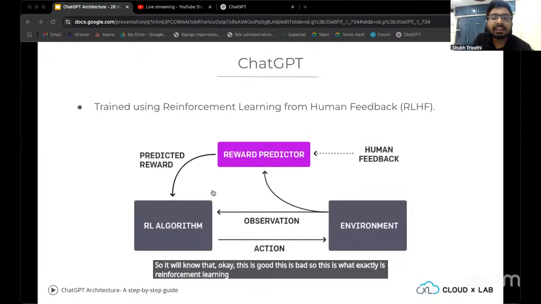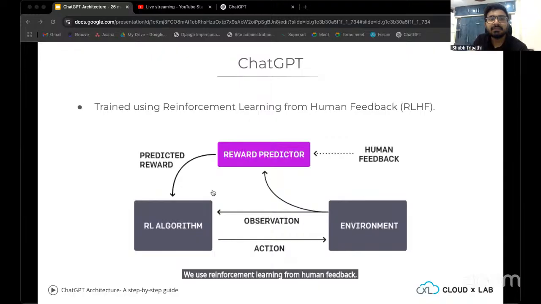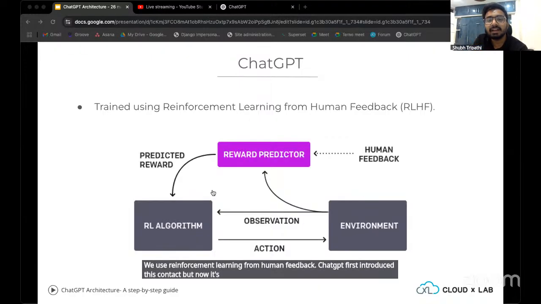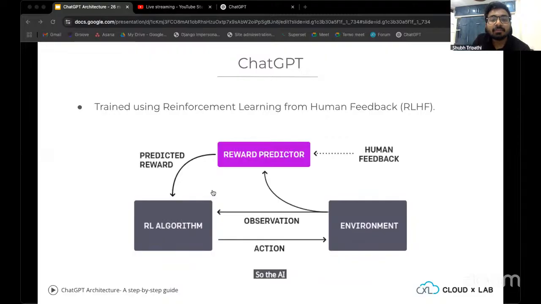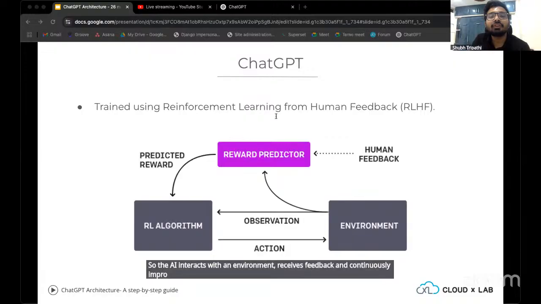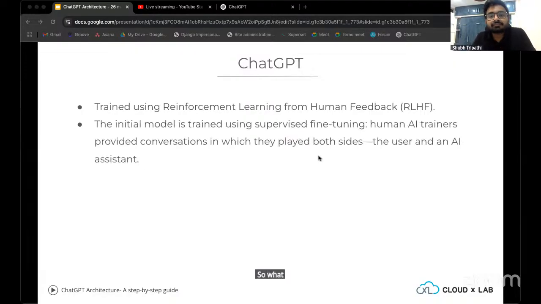To make AI more aligned with human expectations, we use reinforcement learning from human feedback. ChatGPT first introduced this concept, but now it's used by every large language model. This process defines the model beyond simple supervised learning by incorporating real human preferences into training. So the AI interacts with an environment, receives feedback, and continuously improves based on rewards from human evaluators. What exactly does it mean?